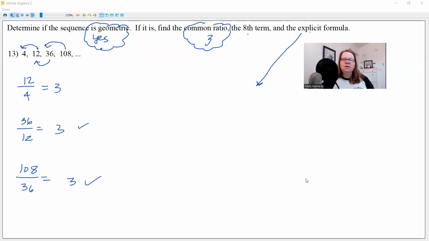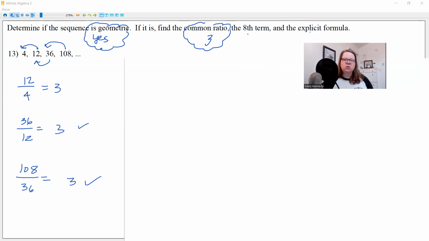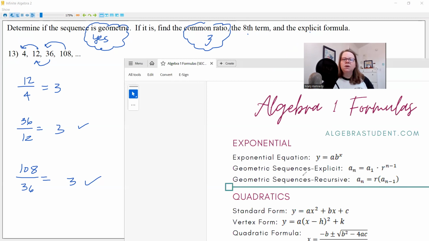And so let me actually, instead of doing that, show you the formula on my formula sheet. I'm just going to pull it in. Okay, so here it is right here. We're going to use the explicit formula. This is the simplest one to use. And so the terminology can look kind of different, right? a sub n equals a sub 1 times r to the n minus 1.